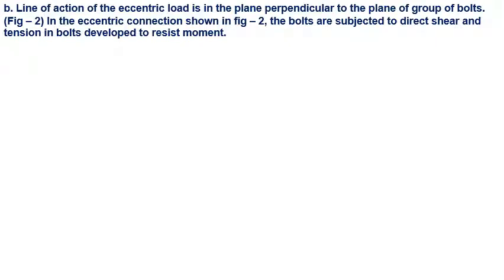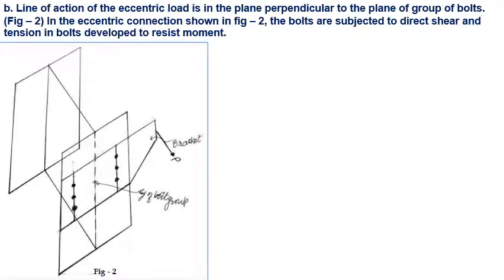The second type of connection is where the line of action of eccentric load is in the plane perpendicular to the plane of the group of bolts. You see figure second, the load is perpendicular to the plane of group of bolts. This is the second type of connection. In this connection, the bolts are subjected to direct shear and tension in bolts developed to resist moment.